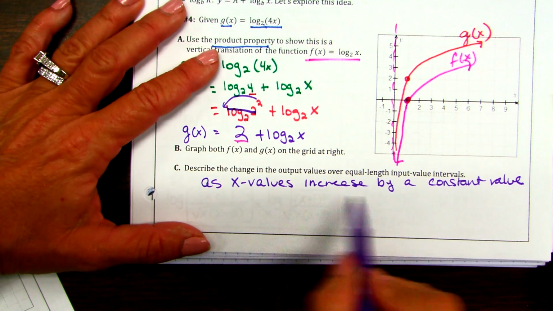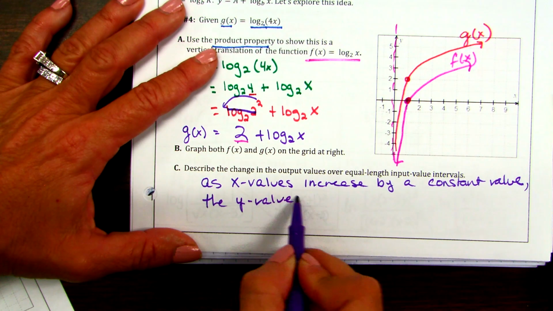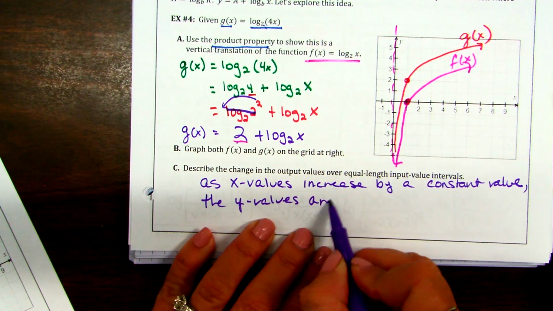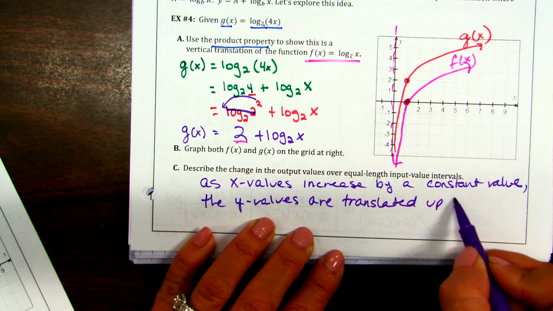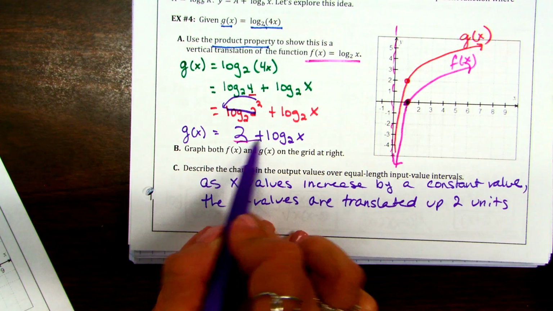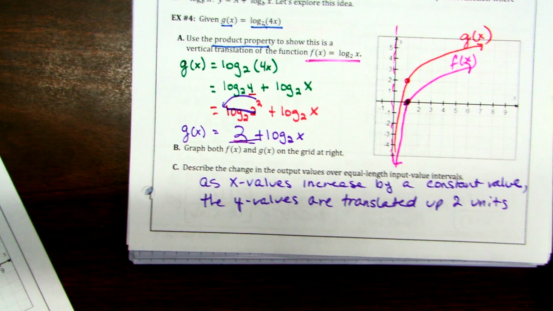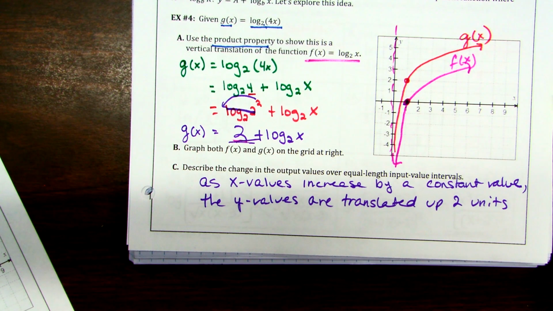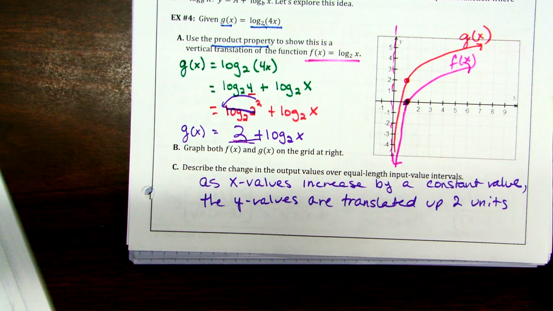As the x values increase by a constant rate, the y values are translated or shifted up. That's what we did, right? We went up 2 because of this plus 2. Remember, that's the k value because it's separated by a plus sign. That's your up 2, right? This is our final thing we have to do tomorrow, is just a bunch of these. Today I gave you one of them in the homework.